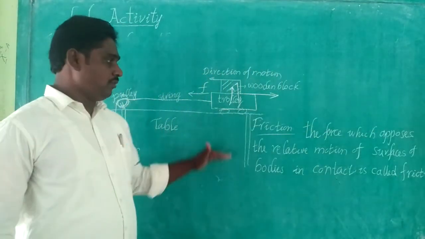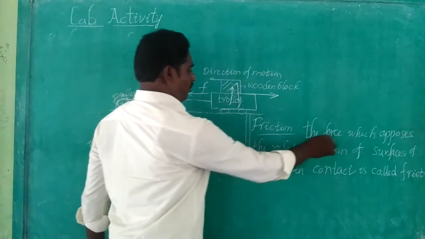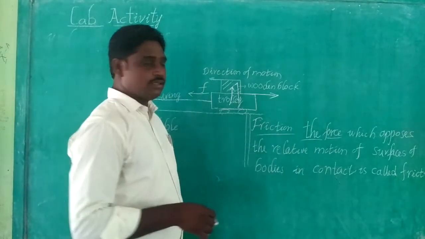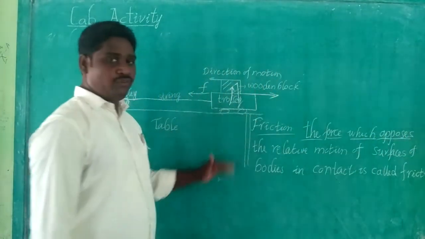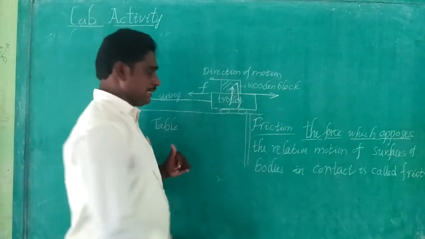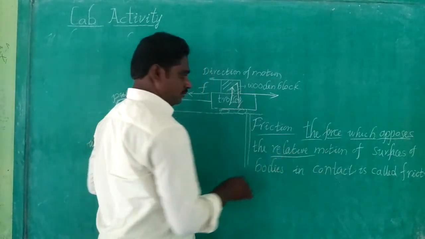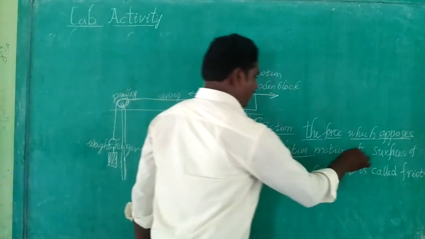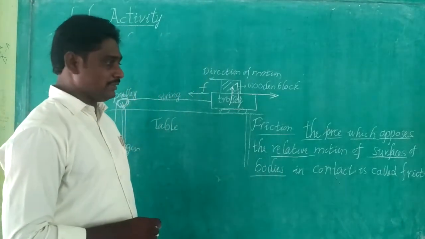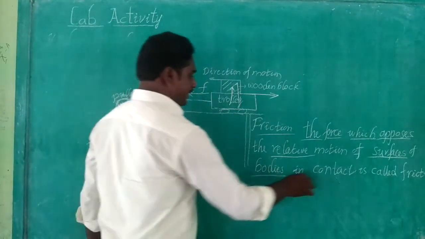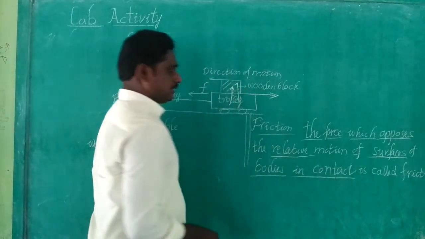Okay, friends, what is friction? The force which opposes the relative motion of surfaces of bodies in contact is called friction.